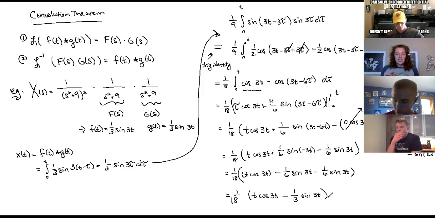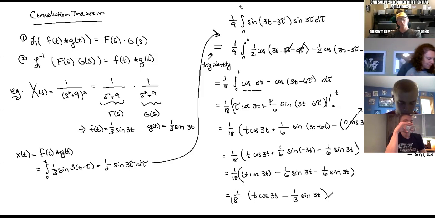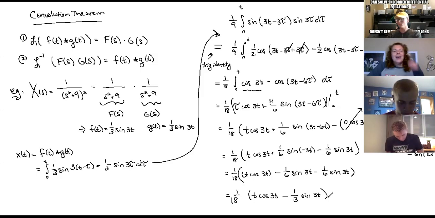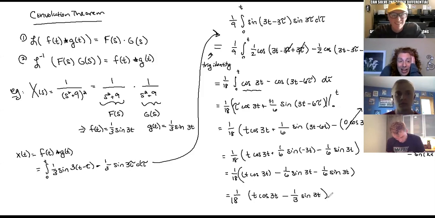1/18 t cosine of 3t minus 1/3 sine of 3t. This is why we don't do convolutions all that often, but it helps sometimes in finding the inverse Laplace transforms. Sometimes it's just messy, but sometimes it helps.